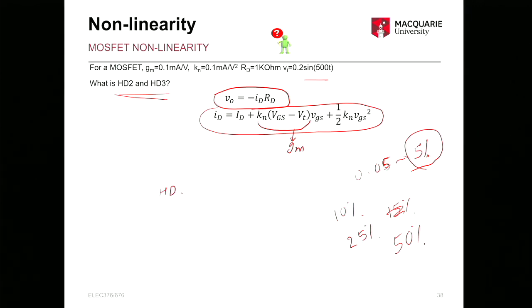What is HD3? Nobody should have any doubts about that. What is HD3? It is 0 because there are no third harmonics there. So HD2 is 0.05 or 5%.